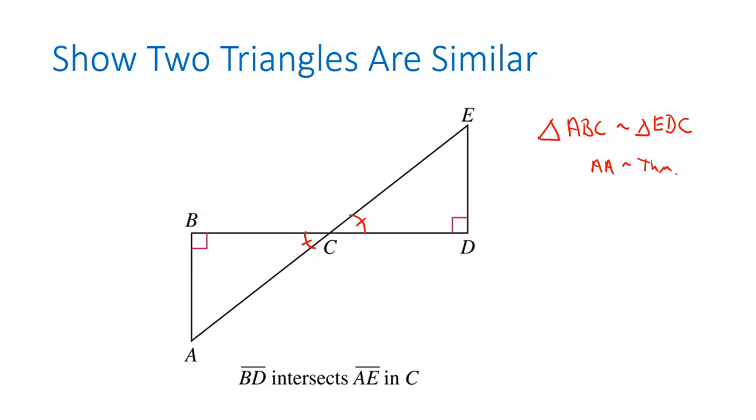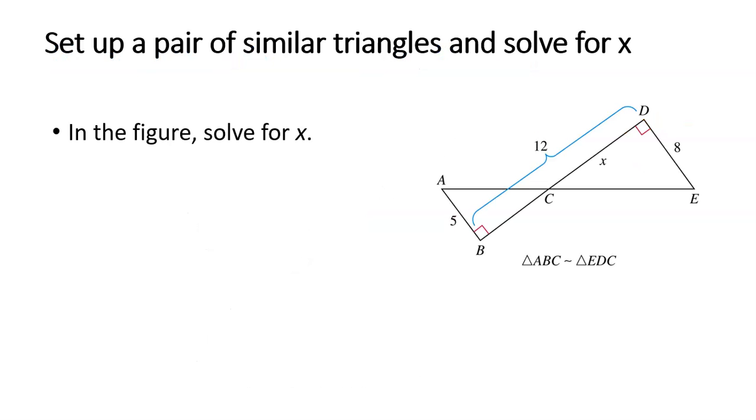All right, let's take a look at another one. This one's got some numbers in it. It says set up a pair of similar triangles and solve for X. I'll bet you the setup of this looks a lot like the problem we just did, in that there's a pair of vertical angles here at angle C that are congruent to each other. Now, how do we set this up? It says ABC is similar to EDC, so maybe that'll help us to set up the 2 triangles in a way that sort of makes sense to us.